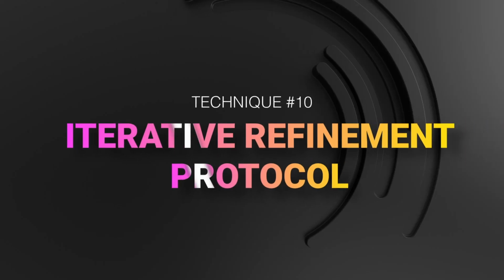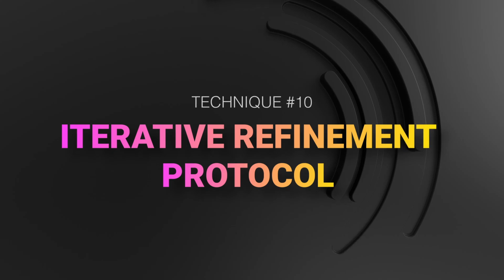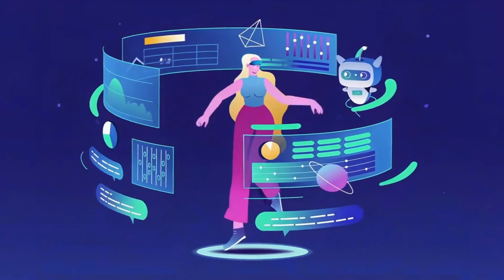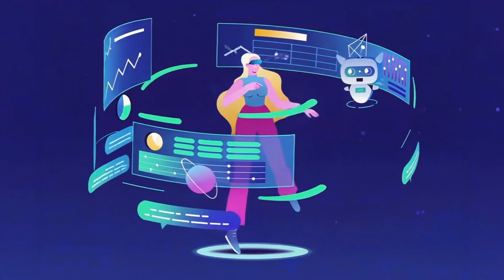Technique number 10 is called Iterative Refinement Protocol, and it's the foundation for everything else. Most people make this mistake. They dump their entire vision into one massive prompt. 15 different details, hoping the AI figures it out. But here's what actually works better. Layer your prompt systematically, one element at a time.